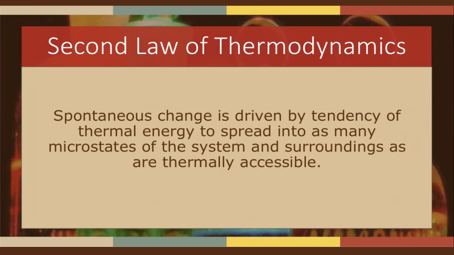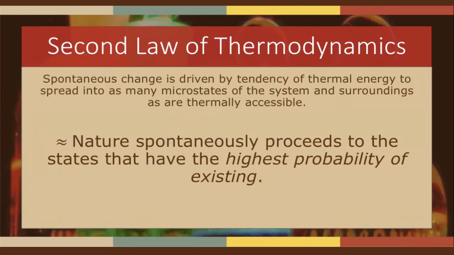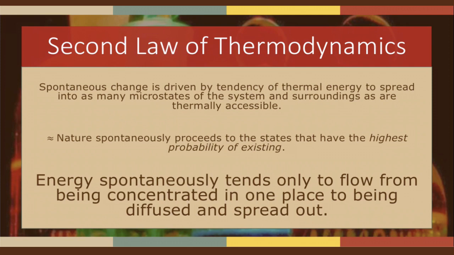Another way to say the second law of thermodynamics, which might make a little more sense to you, is that nature spontaneously proceeds to the states that have the highest probability of existing. Remember we talked about the configurations. The configuration in the middle, the most probable one, is the only one that's ever going to exist. And one other way we can describe the second law of thermodynamics is that energy spontaneously, on its own, tends only to flow from being concentrated in one place to being diffused and spread out. Energy goes from concentrated to spread out. We'll think about that a lot more in this chapter.